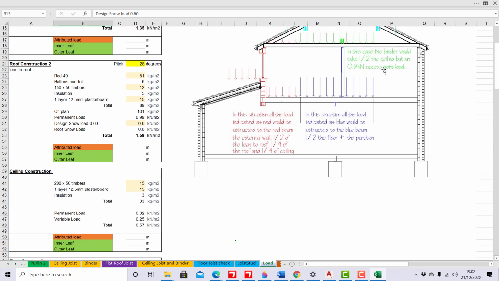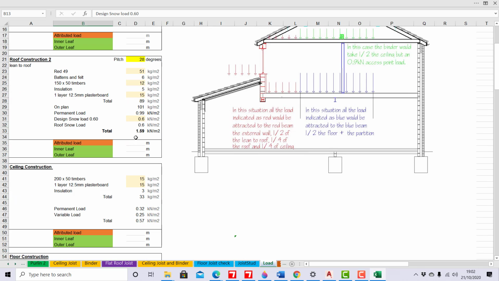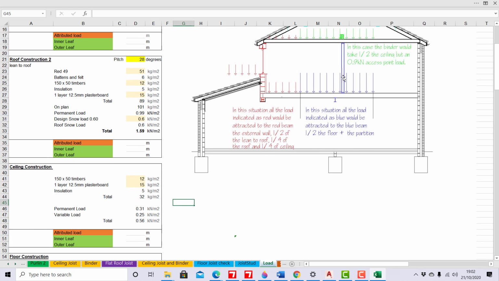There is the ceiling joists, and they're likely to be around about 6x2s. But like I said, it's whatever's on the drawing. So we'll drop that down to 6x2s. Just 1 layer of plasterboard. Insulation, we'll kick that up to 5 kilograms a square meter. And there's the ceiling load. Okay, so we've got that.